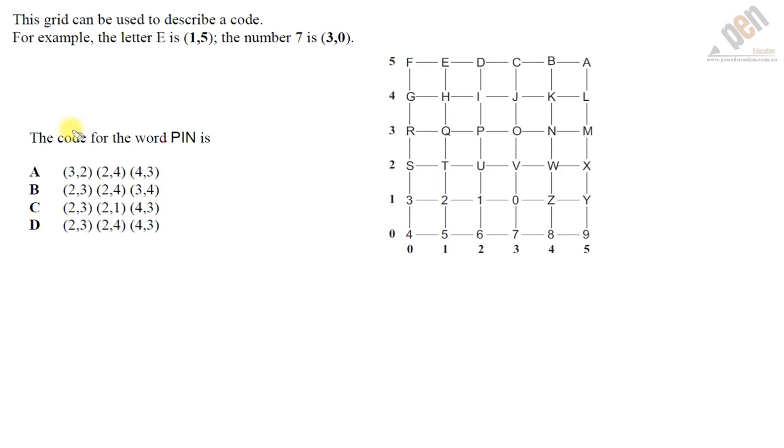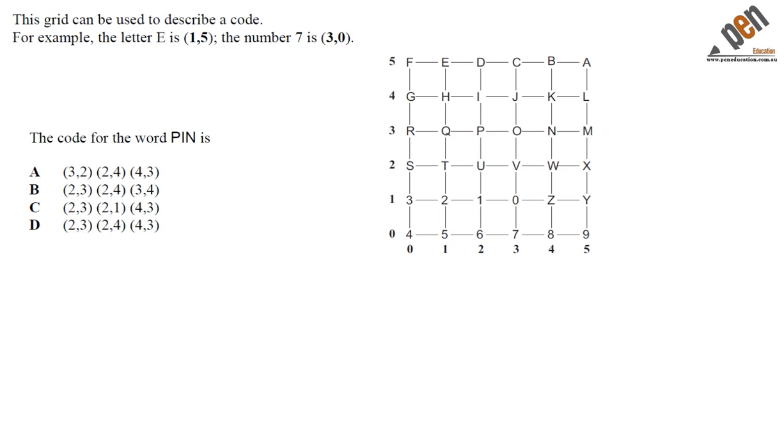This grid can be used to describe a code. For example, the letter E is 1, 5, and the number 7 is 3, 0. The code for the word pin is A, B, C, or D. So first, let's work out how this grid and the code works.